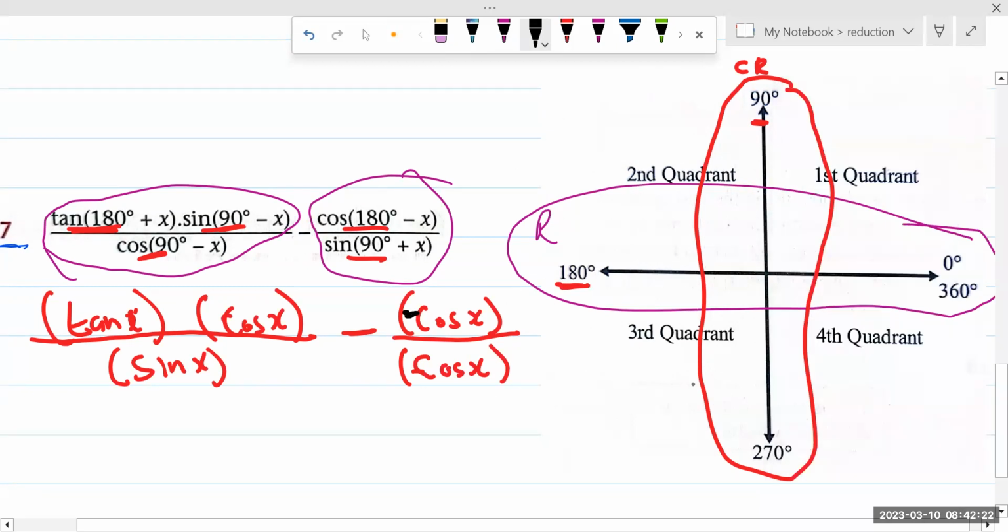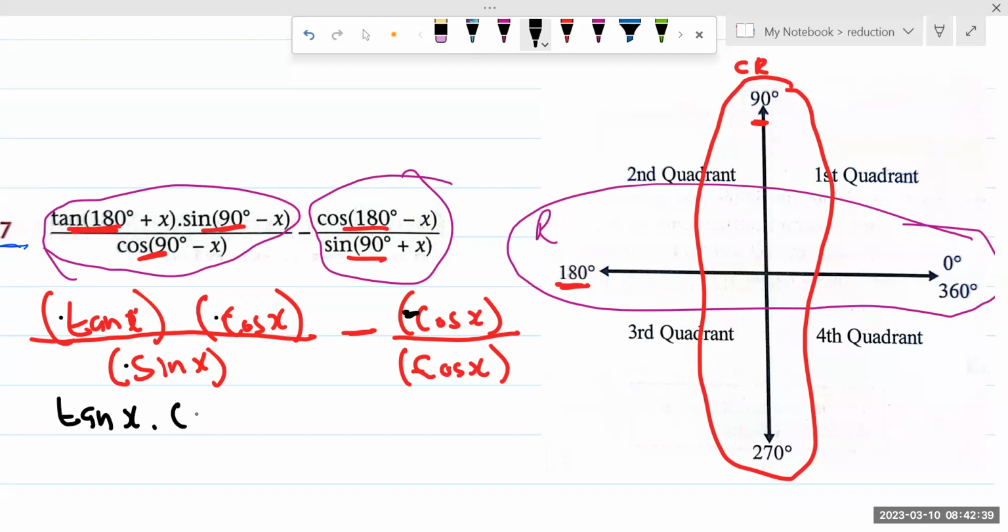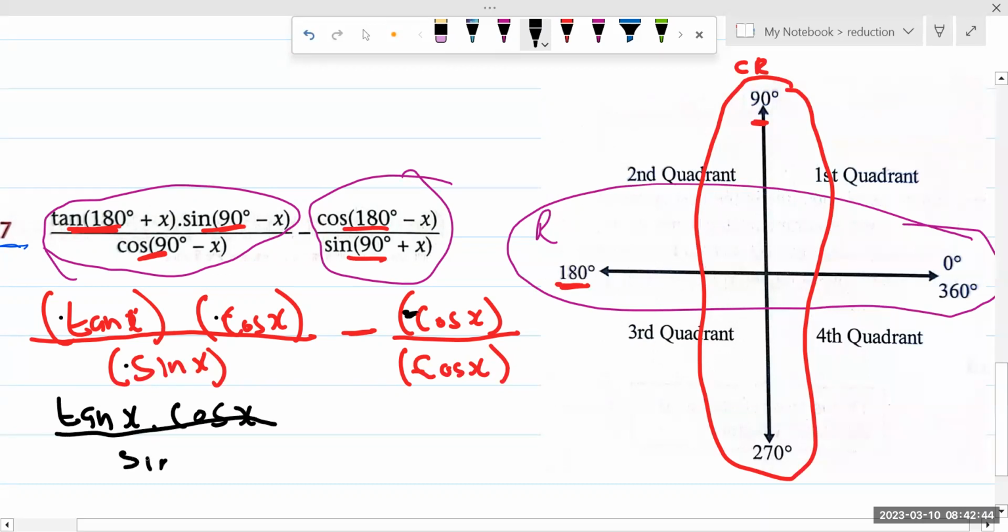And then from here onwards, what we are supposed to do is say, okay, here we have a positive and a positive. So this whole thing says we have positive multiplied by positive, meaning that it's going to be positive. So this one here, we're going to leave it like that. We'll have the tan of x multiplied by the cos of x, all over the sine of x.